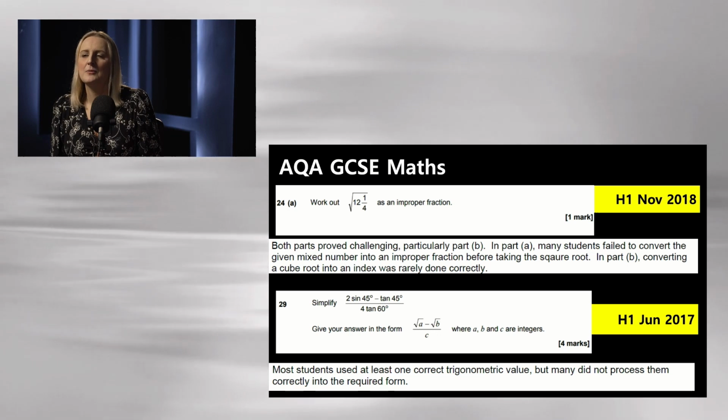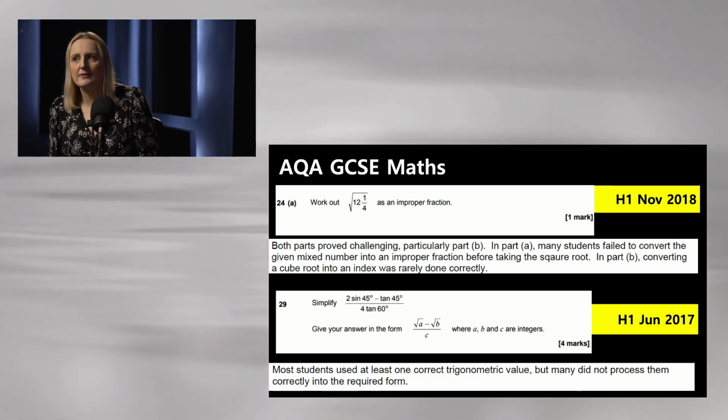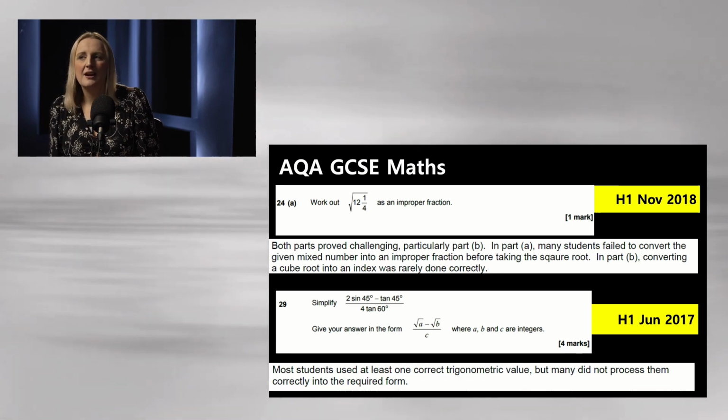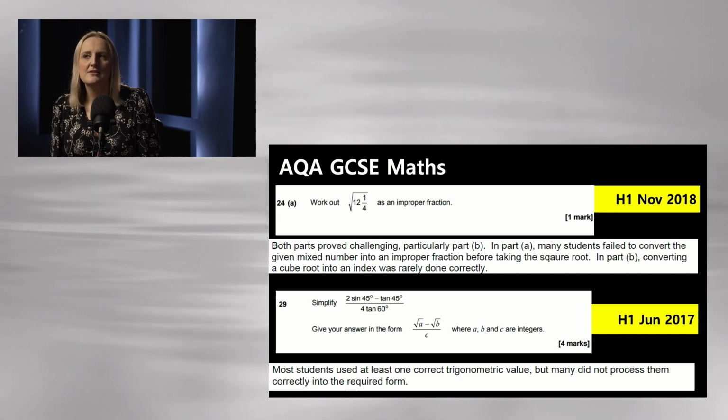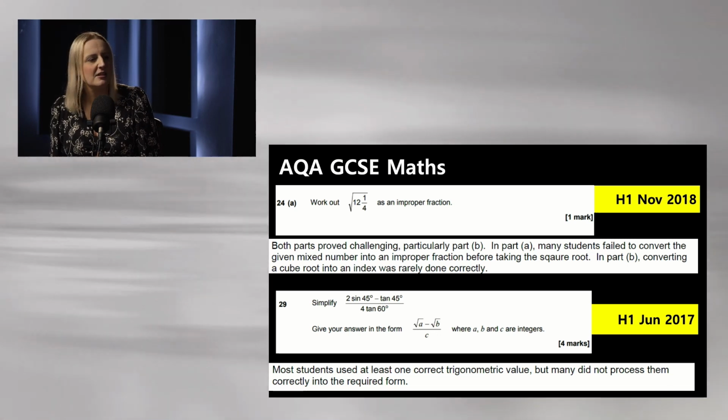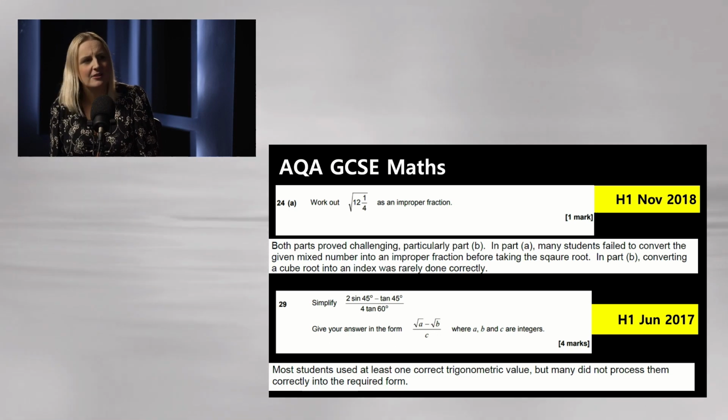If you look at that second one, they used one correct trig value but didn't process them correctly. And there are interesting things they do here. For example, 2 sine 45. A lot of students think that's the same as sine 90. They just don't know what that 2 is. They've got no idea what's going on.